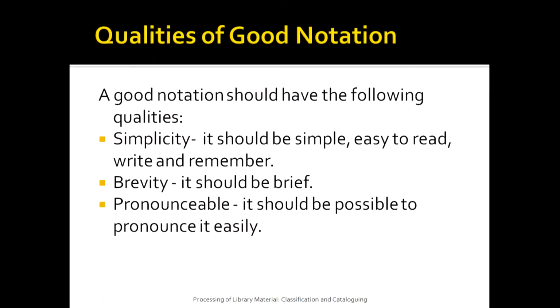Now learners, let's take a look at what the qualities of good notation are. A good notation should have some qualities which include firstly simplicity, secondly brevity, and thirdly pronounceability. Why simplicity? Because if it is simple, it will be very easy for anyone to read and follow, write and remember. Secondly, brevity. If it is brief, it will be easy to remember by the users. And if you can easily pronounce it, then again it will be very, very user friendly. So, these three qualities are really essential in any good notation.